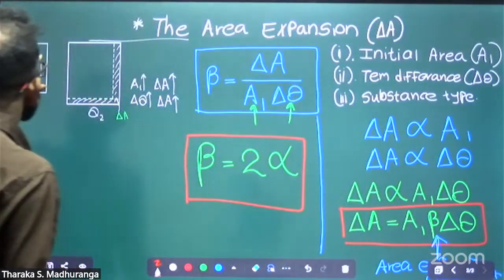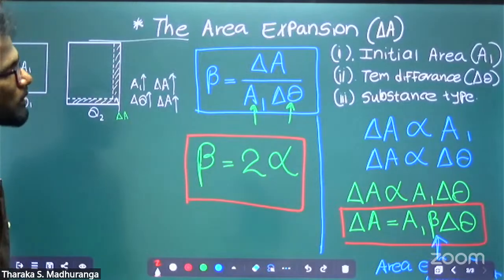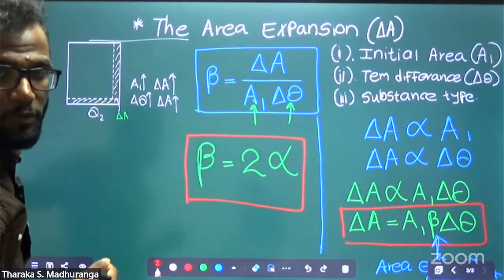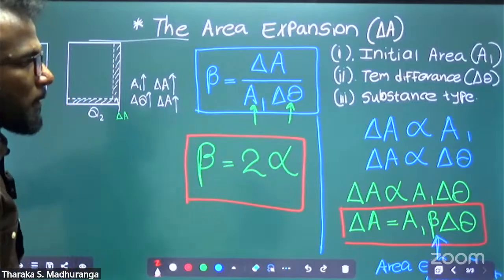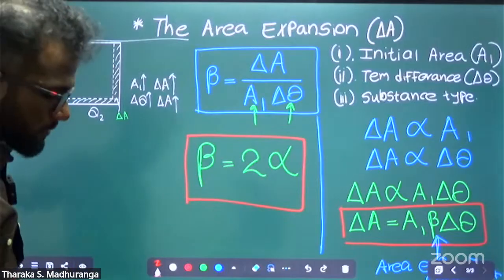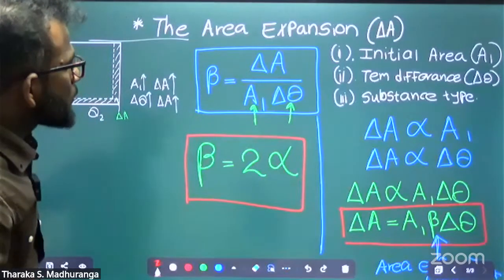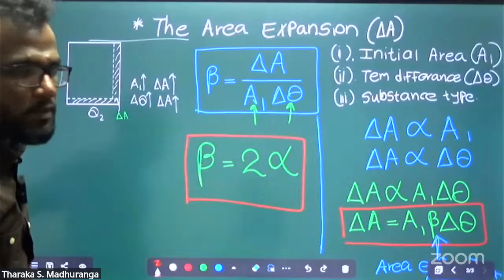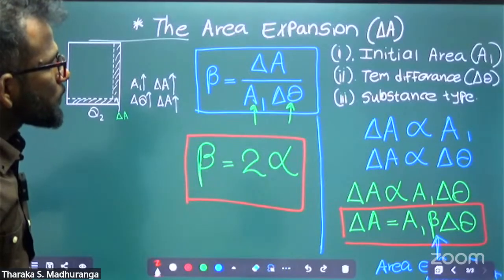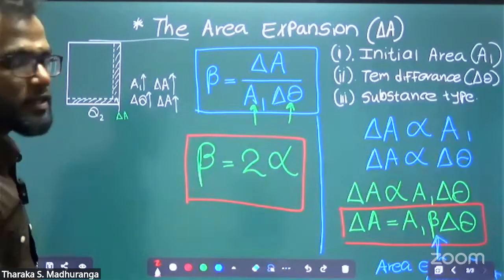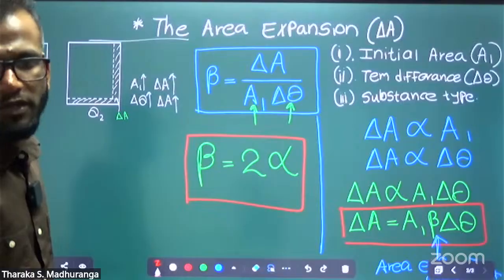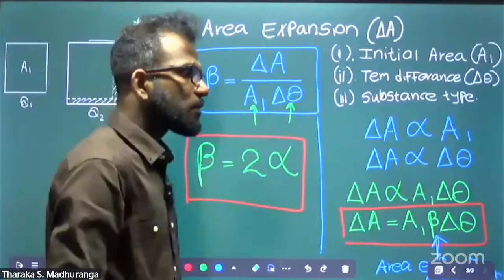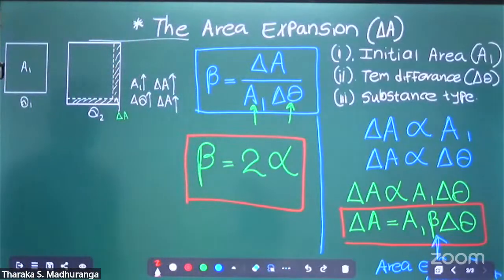Okay, now write down the subtopic. Prepare a relationship for final length of any object. Sorry, final area of any object. Prepare a relationship for the final area of an object.